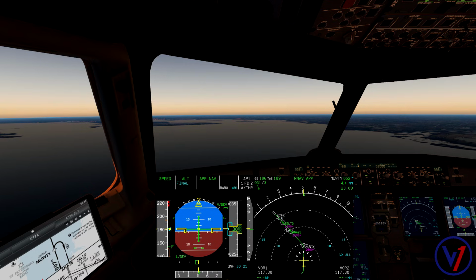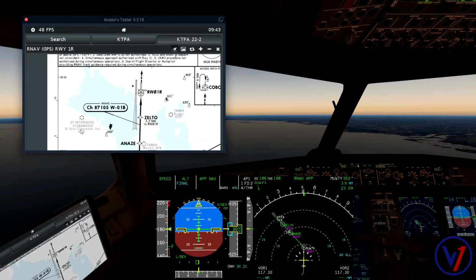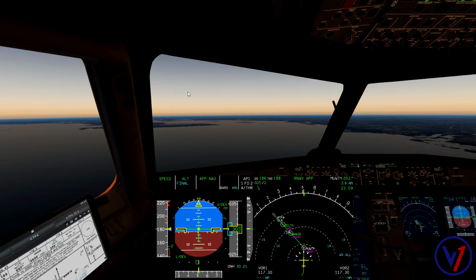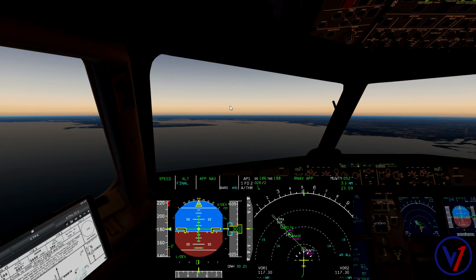Once you get to the bottom, or your minimum descent altitude on your approach, the aircraft no longer has anything to track and will revert to basic mode. So it's very important that you disconnect the autopilot and flight directors upon reaching your minimums and commencing a normal position to land. More on this in the future of this video.